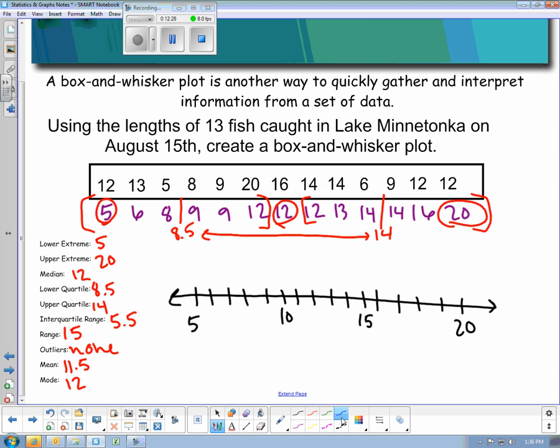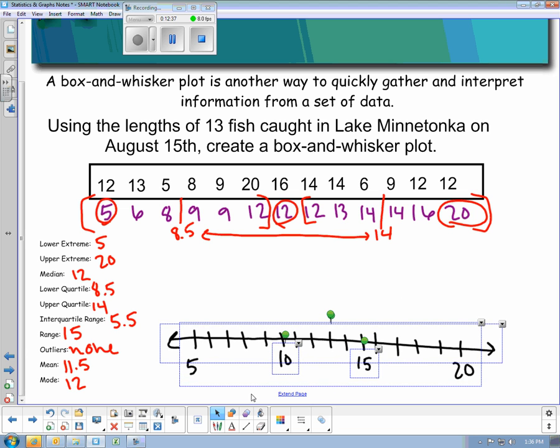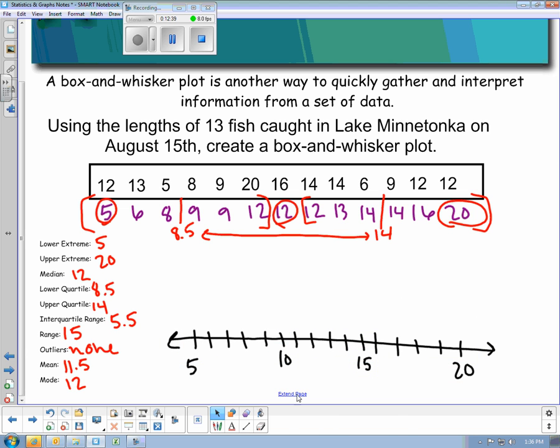And then I do my box and whisker plot right above the data. So I should actually move all of this down a little bit, to give myself a little more room. Sorry if you had to erase on that one. But I like to do it right above so I can see the number line in addition to the box and whisker plot.